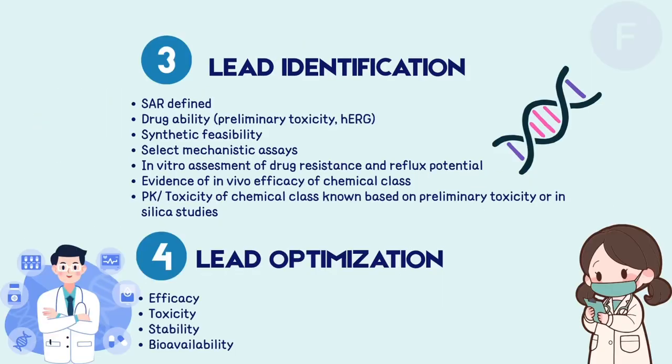Once the target is validated, we move to lead identification. This involves finding a chemical compound that interacts with our target, evaluating its synthetic feasibility and preliminary toxicity to give us an initial drug candidate. Then comes lead optimization. In this stage, we alter the chemical structure of our lead compound to improve its stability, bioavailability, efficacy, and reduce toxicity. This step is vital as it transforms a raw chemical into a viable, optimized preclinical candidate.